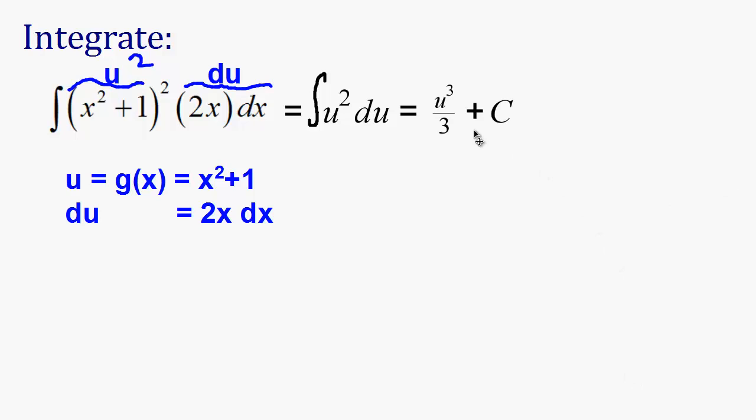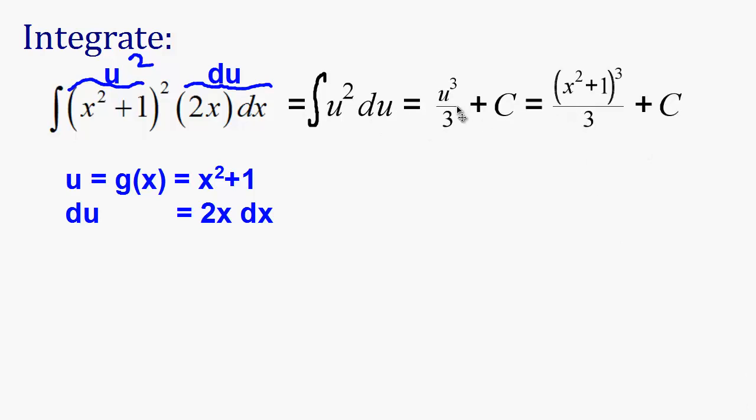And that in fact is equal to u to the third over 3 plus c, but we do need to go back and resubstitute x back in for u. And when we substitute that back in, we get the quantity x squared plus 1 to the third power over 3 plus c. And that, in fact, is our answer.